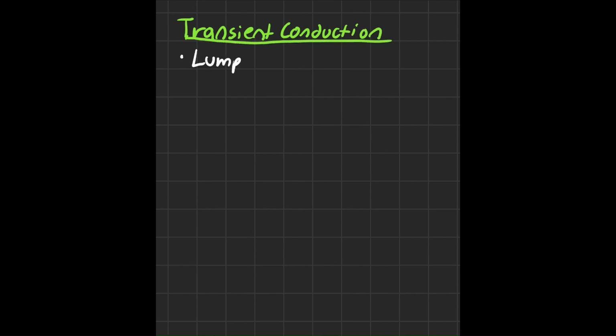Hello, in this video, we will be measuring the convection heat transfer coefficient of the air in my apartment by analyzing heat transfer in this aluminum sheet. The system is experiencing transient conduction as the temperature is changing with time.